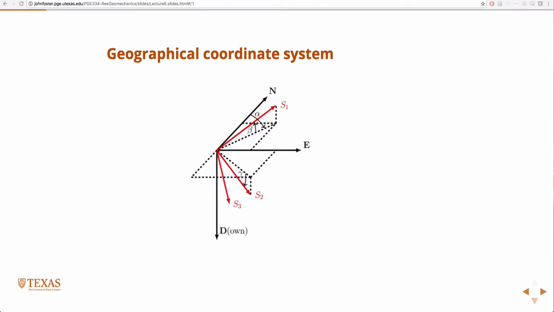So this rotation is in the plane of east down. Initially, when they're all zero, S2 will be in the direction of east, and a positive rotation in gamma will sweep S2 down.